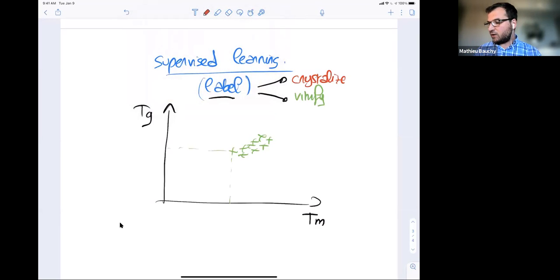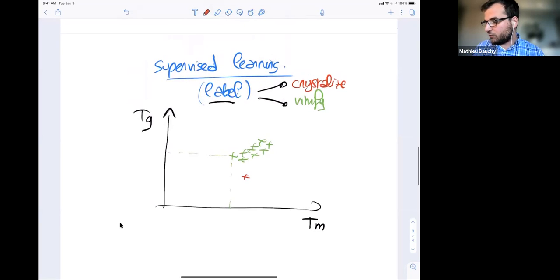And then you have another type of glasses for which, again, for each of those glasses, you know the glass transition temperature and the melting temperature. But this time, you know that those glasses do crystallize. They do not form a glass, actually. So the melt, when you melt it and then you quench it, it tends to crystallize. It doesn't form a glass.